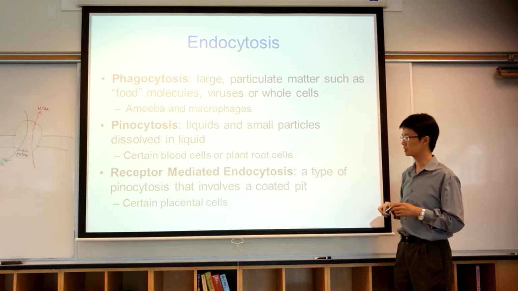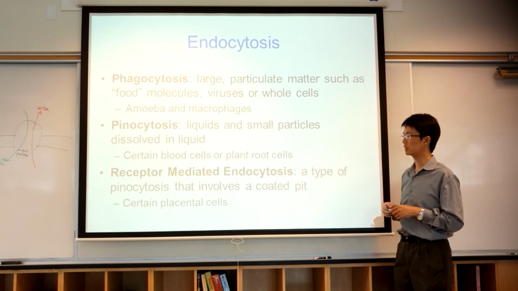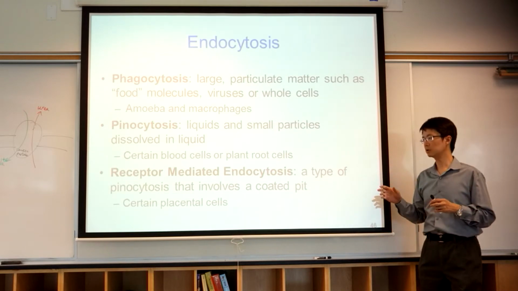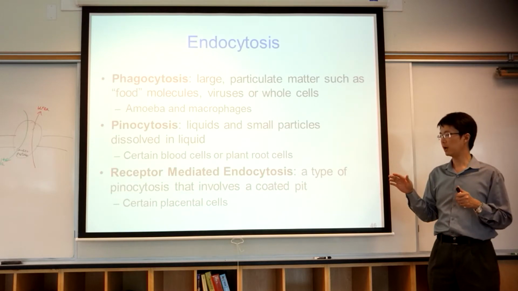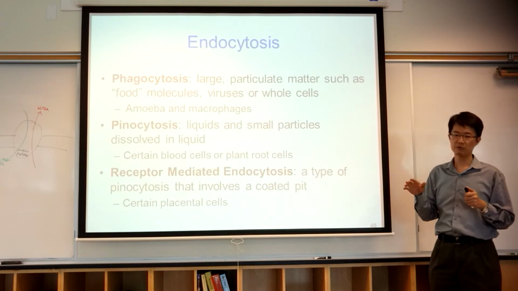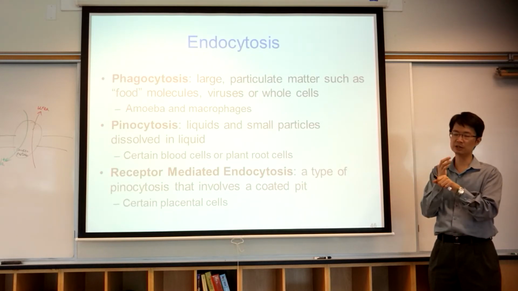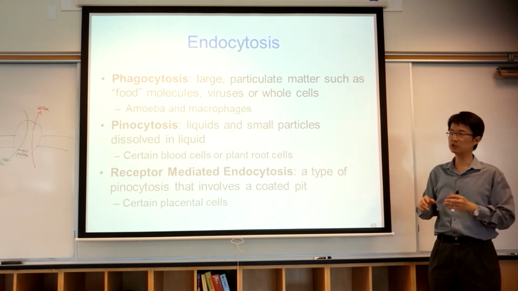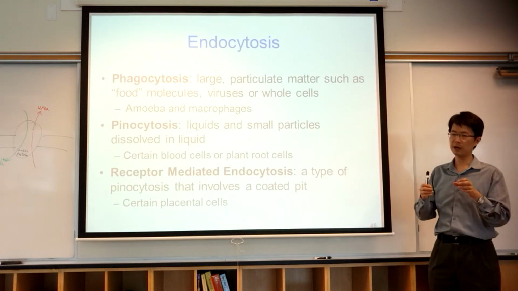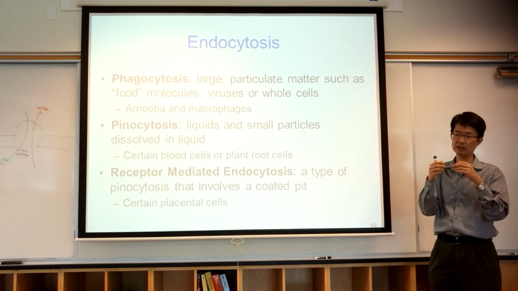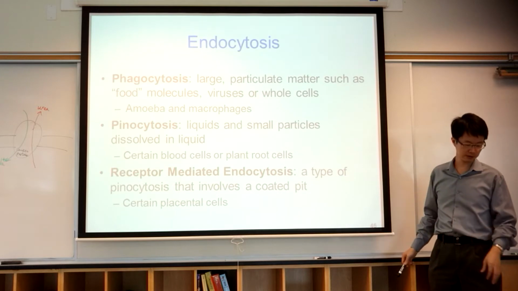Receptor-mediated endocytosis is a type of pinocytosis, but it involves a coated pit. So what happens is that the cell membrane will express certain receptors on the surface, and when the receptor is bound with the substance of interest, then the invagination or endocytosis will occur. After it occurs, the receptor and the substances will become internalized in the intracellular vesicle. So this is highly specific.